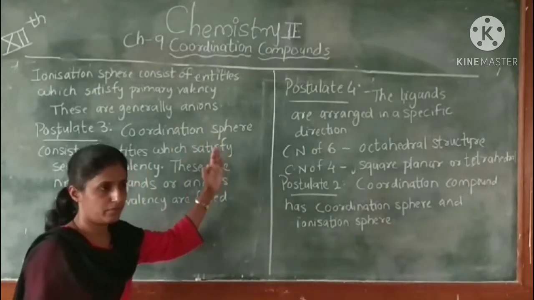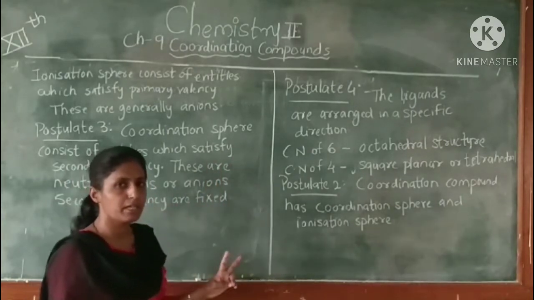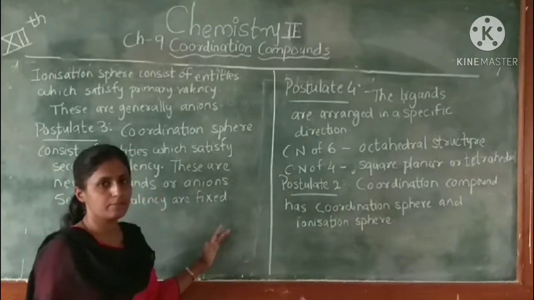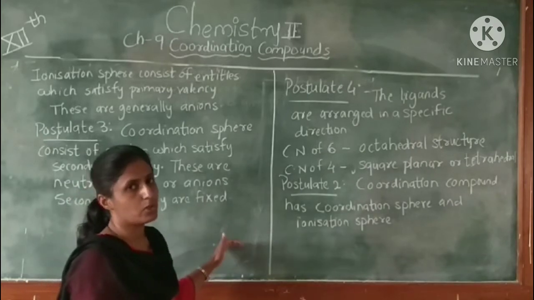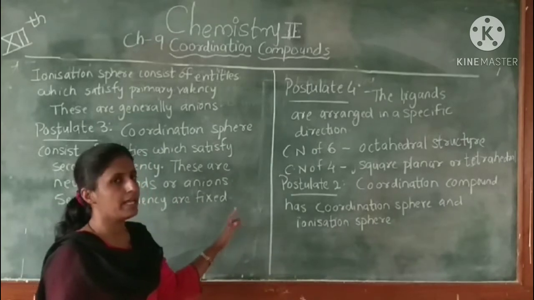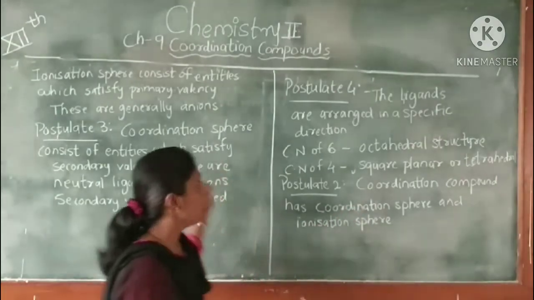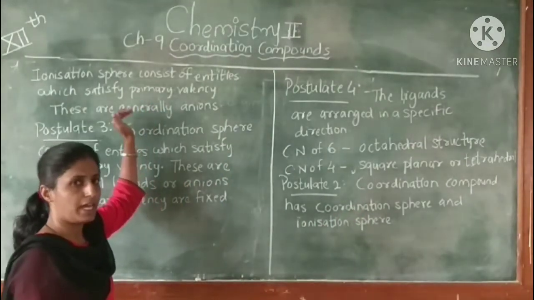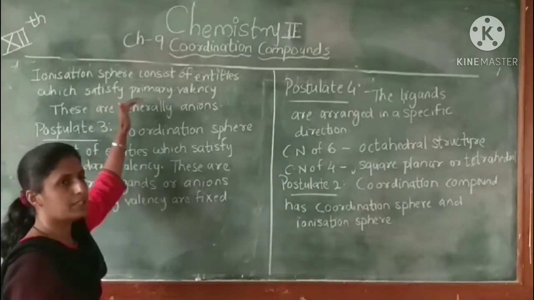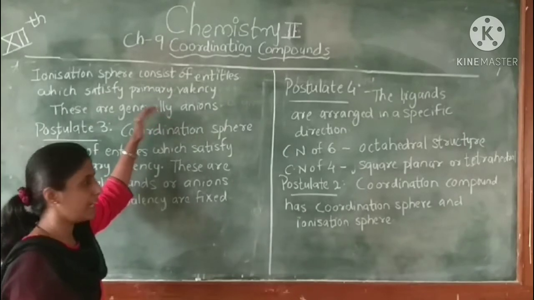Let's revise once again the 4 postulates. The first postulate was that each metal atom or ion has two types of valencies: primary valency, also called ionizable valency, and secondary valency, also called non-ionizable valency. The second postulate was that a coordination compound has two types of sphere, the coordination sphere and the ionization sphere. The ionization sphere consists of entities which satisfy the primary valency of the central metal atom. They are generally anions.